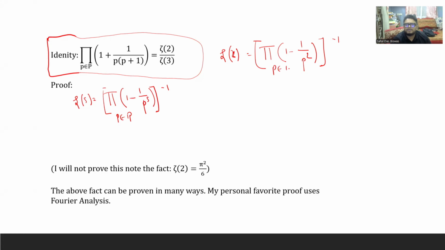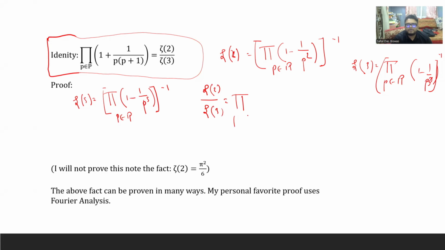Zeta 3 is just the product over p belonging to P of (1 minus 1 by p cubed) to the power minus 1, right? So zeta 2 by zeta 3 is just the product over p belonging to P. I'm just taking the reciprocal. Don't worry, don't mess up here, you guys, okay? I'm keeping a step jump. I hope you get this.